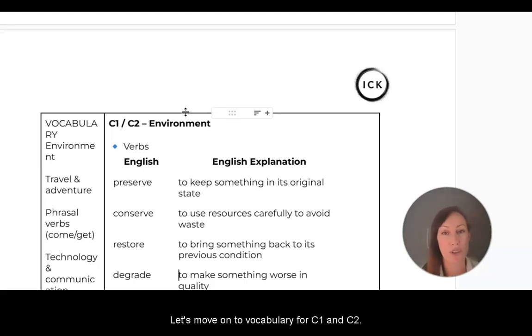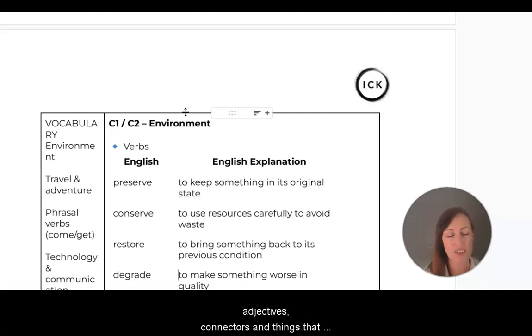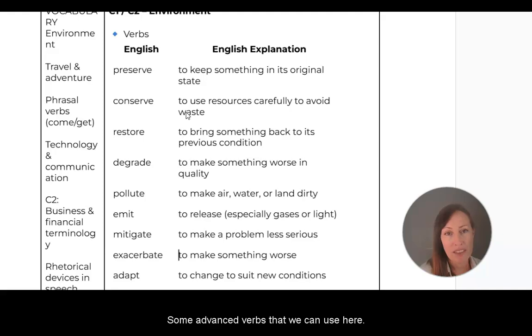Let's move on to vocabulary for C1 and C2. In this section, we have a lot of expressions, phrasal verbs, verbs, adjectives, connectors, and things that we can use to talk about or write about specific topics. The first topic is the environment. Some advanced verbs that we can use here, some of them probably you know, or they seem easy. To preserve. We need to preserve our forests, we need to conserve our resources, to restore is to bring back.